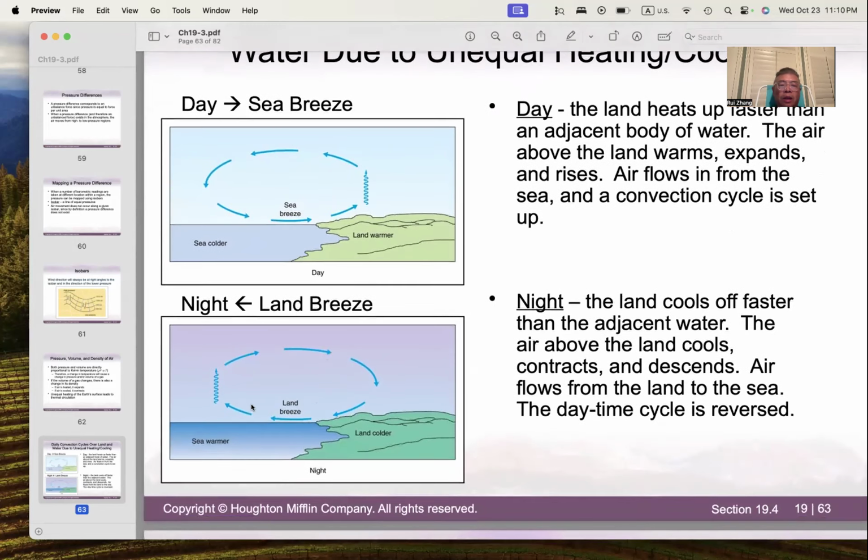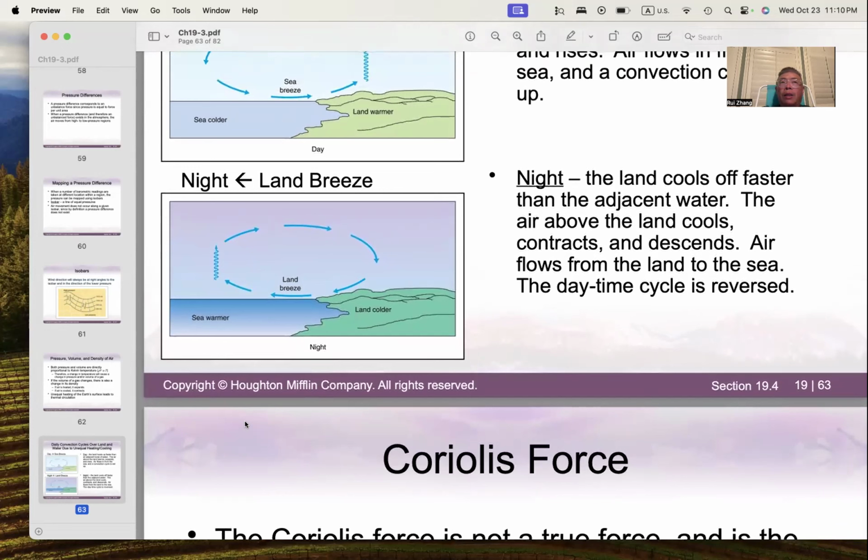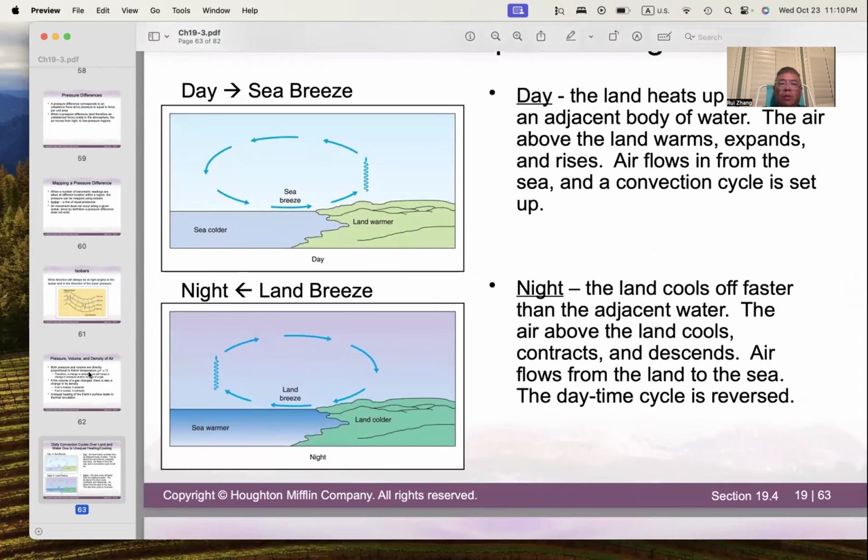At night, it's the opposite. The ocean is warmer, so the air over the ocean will go up, and they'll have the opposite convection. So this gives you wind in different directions. During the day it goes this direction, at night going that direction. This is just a simple example. In reality, you could have wind going different directions depending on all kinds of factors.